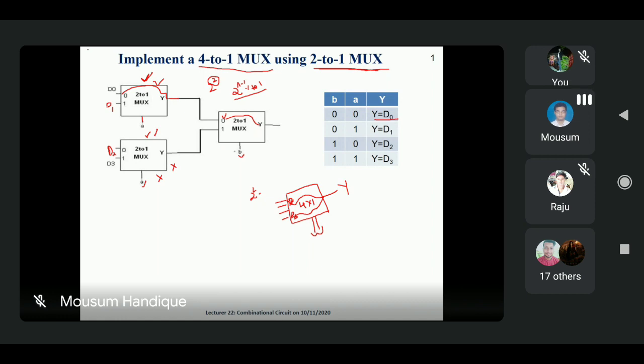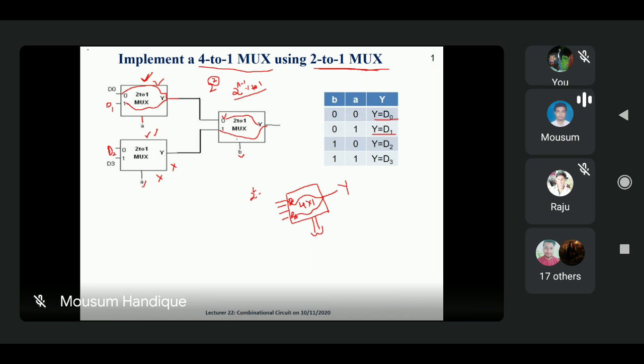Suppose B equal to 0, but this particular mux is selecting A equal to 1, so the control line is 1. Earlier the control line A was 0, but now A equal to 1. That time we are not selecting D0, we are selecting D1, and D1 is connected this way to Y. So I am writing this combination of selection lines, where B equal to 0 and A equal to 1, Y equal to D1.